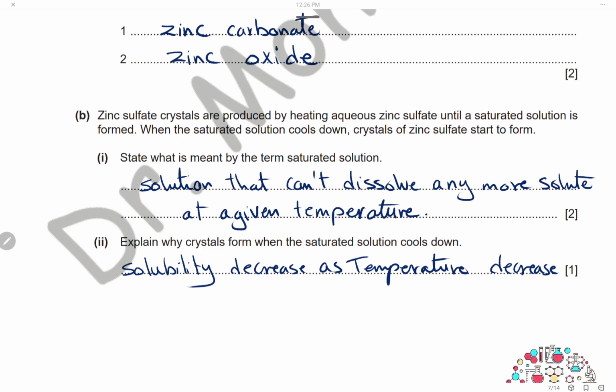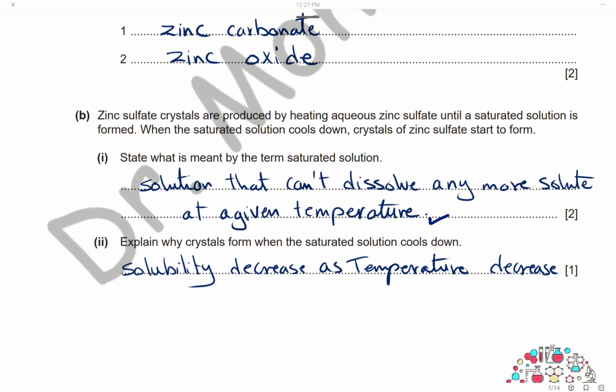Zinc sulfate crystals are produced by heating aqueous zinc sulfate until the saturated solution forms. When the saturated solution cools down, the crystals of zinc sulfate start to form. First, state what is meant by the term saturated solution. A saturated solution is a solution that cannot dissolve any more solute at a given temperature. And here we have to mention a given temperature in the definition because we know that the solubility changes by changing temperature.